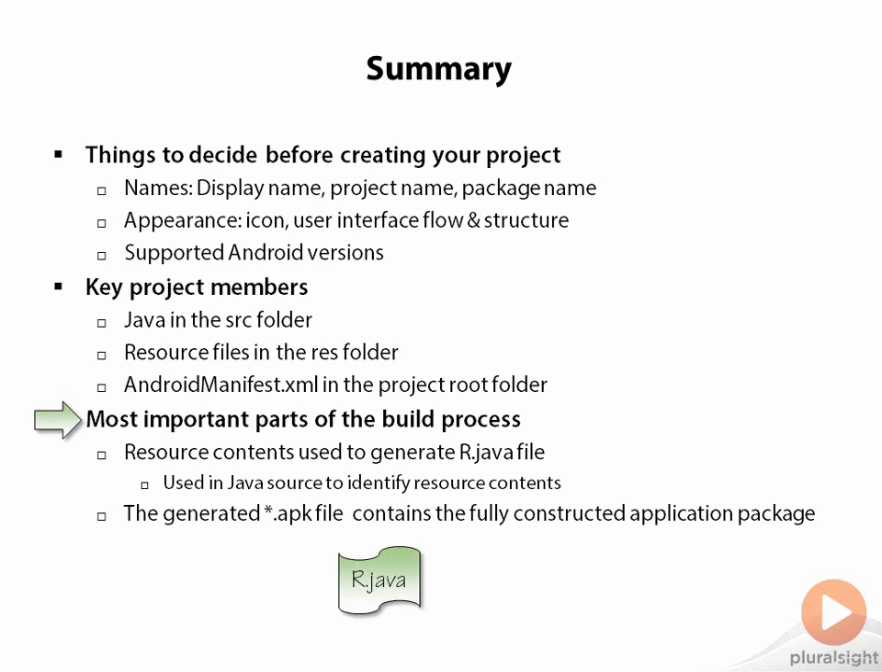The things that we put into our resources, much of that information has to be generated into the R.java class that we then reference inside of the rest of our source code to reach those resources. So we'll make sure that that file gets generated correctly. And we talked about how to deal with issues when that file does not get generated. And then ultimately, what we're looking to do is generate an APK file. That APK file represents our fully constructed, fully built version of our application, and that's what gets deployed to a device or emulator.